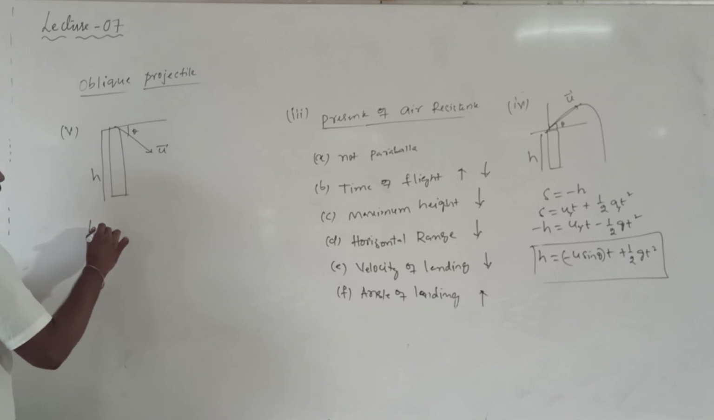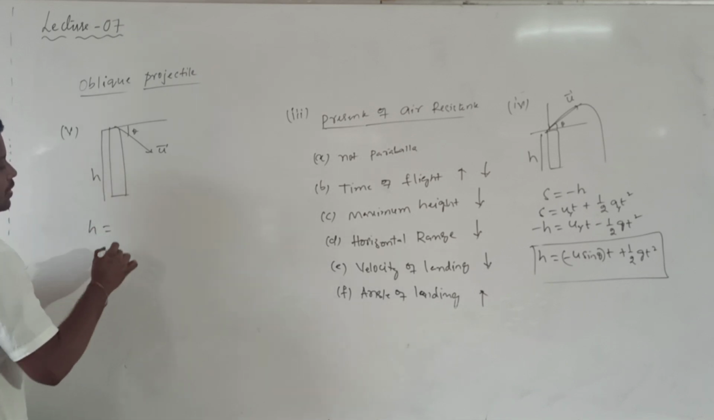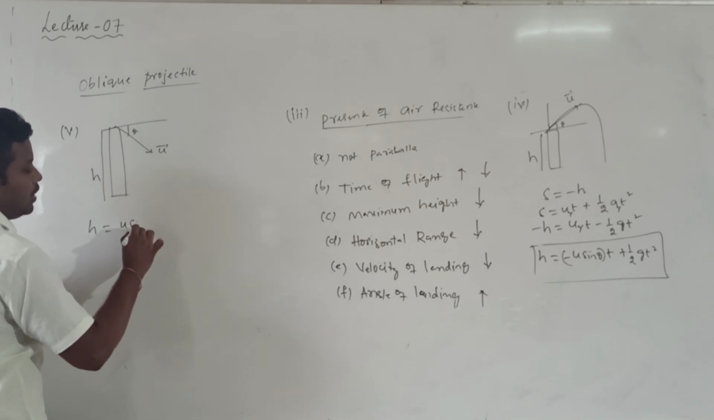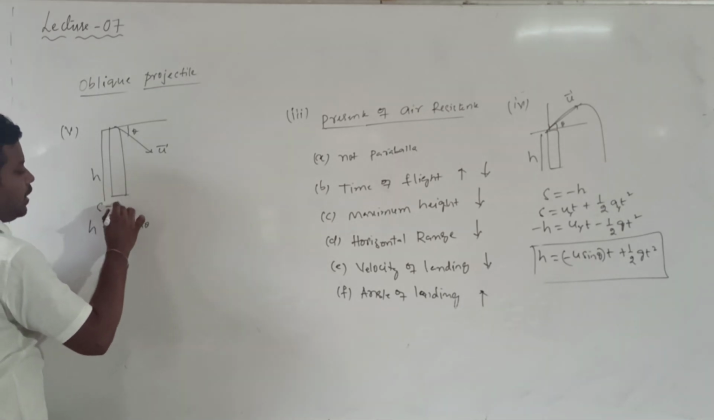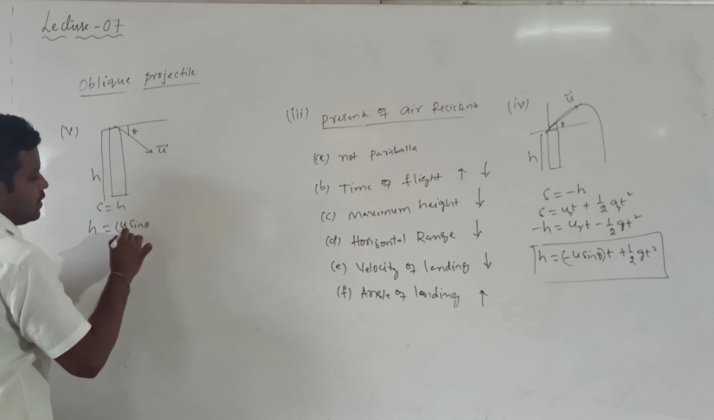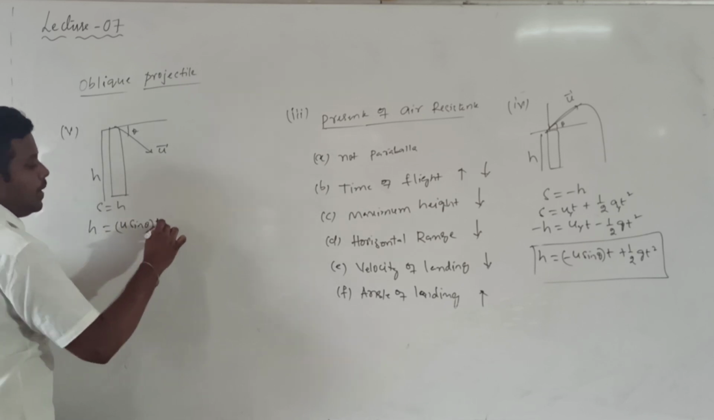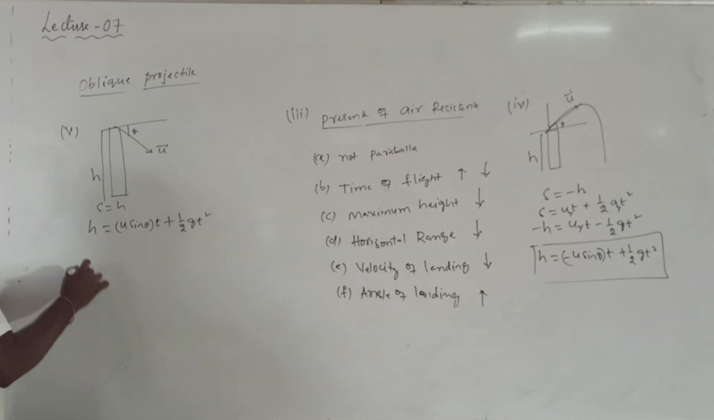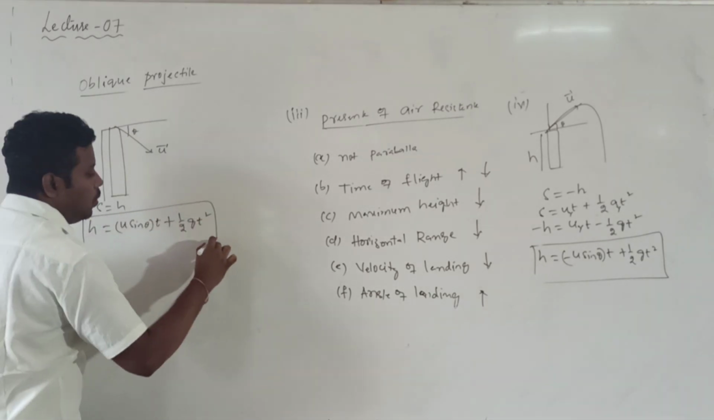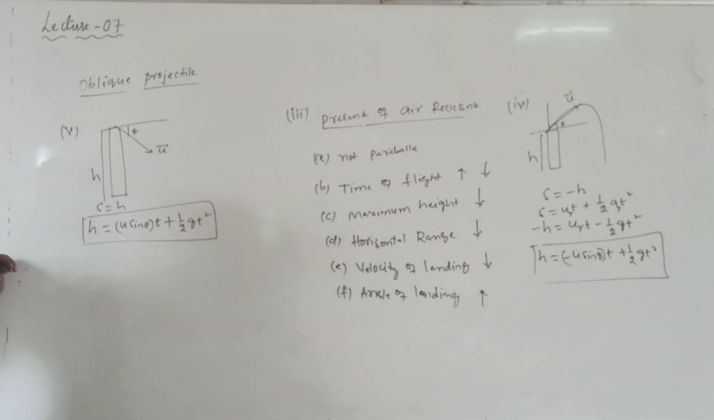This time the trajectory equation is given by y equal to... this time the h value will be plus, and the s value will be plus h only. Then we get h is equal to u sin theta into t plus half into g into t square. Understood? By using this equation we can calculate the time taken by the body to reach the ground. So this is for projection from the top of the tower, but in the downward direction.